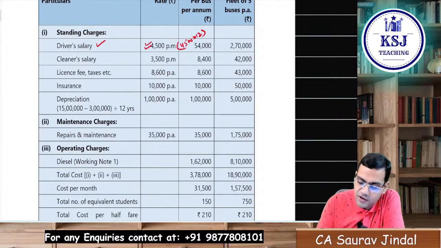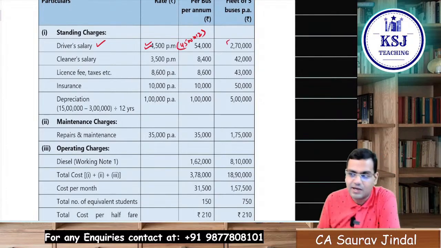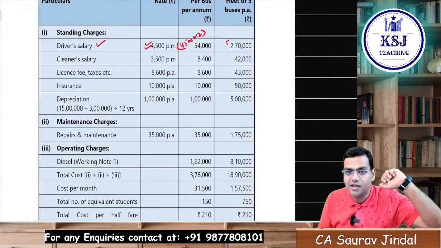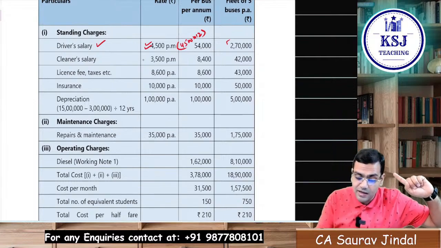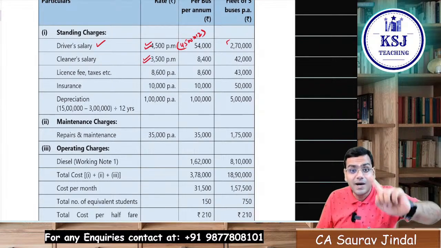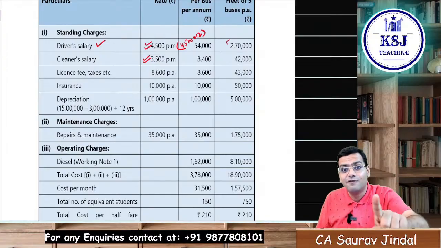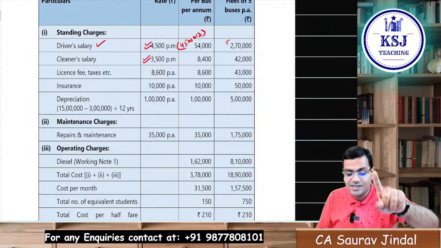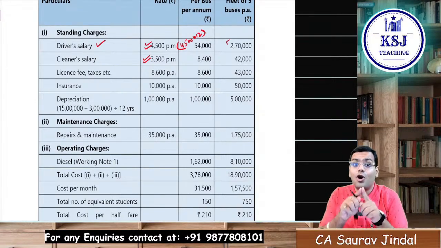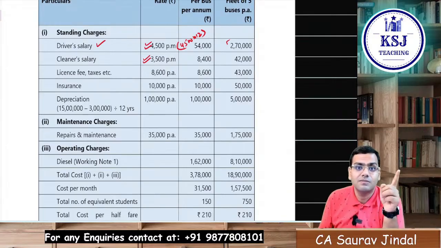So what will be for 5 buses? That will be 2,70,000. Now coming to the cleaner salary, very careful. Cleaner salary is 3,500 per month, but he says there is only one cleaner for all the 5 buses. So 3,500 per month is for all the 5 buses, not for one bus, right?